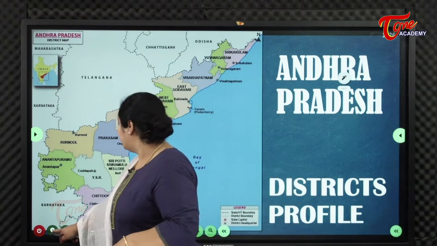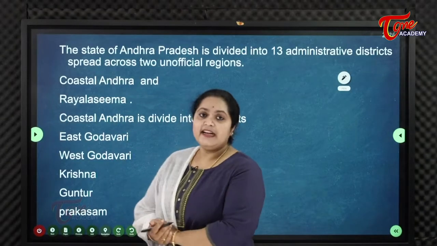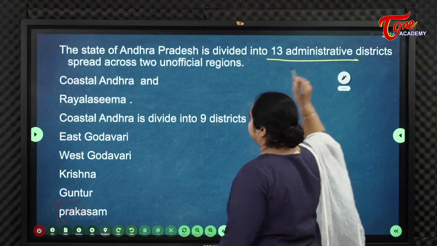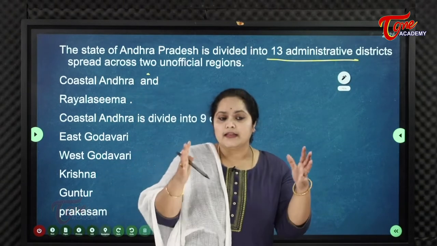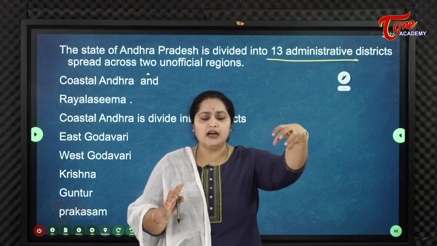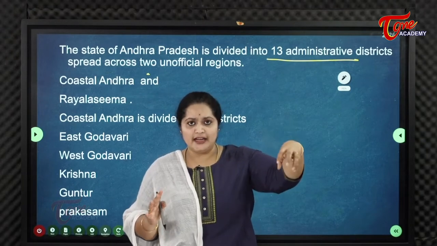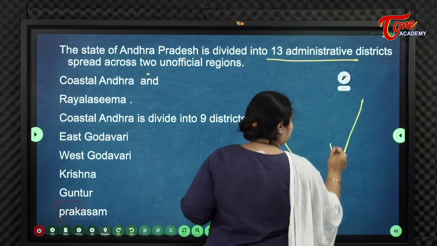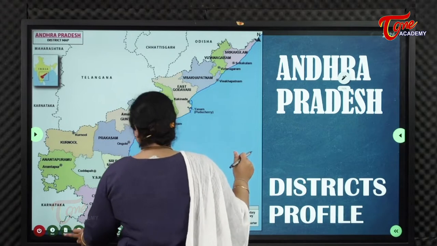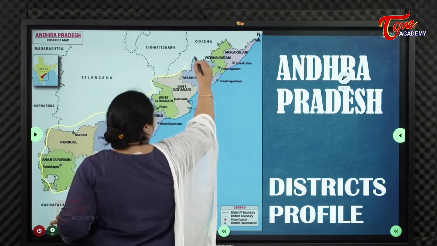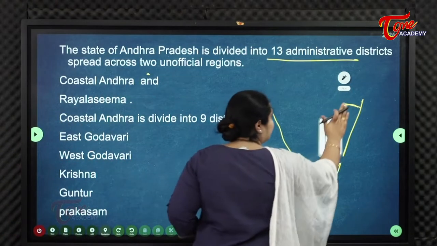Andhra Pradesh currently has 13 districts. Across the state, there are 13 administrative districts. We know that Andhra Pradesh, geologically, is in the peninsula of India. See, this is the state of Andhra Pradesh, located in the peninsula part of India.